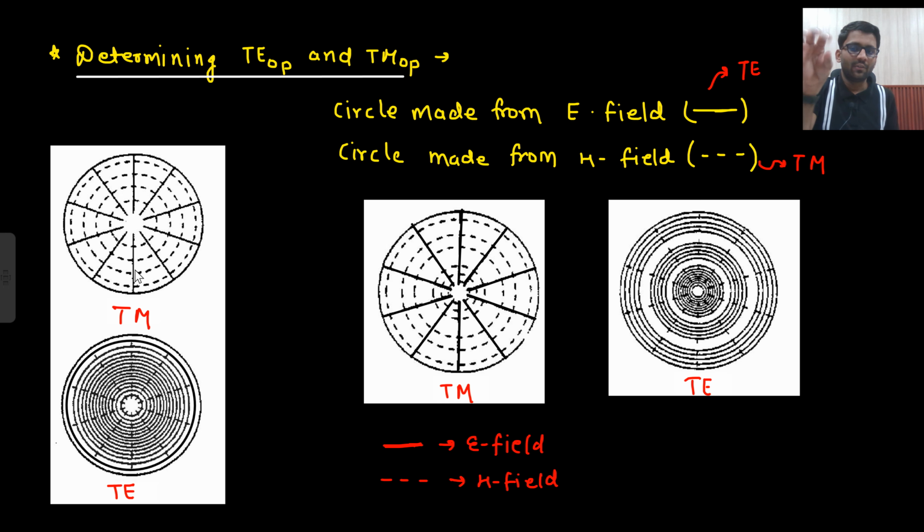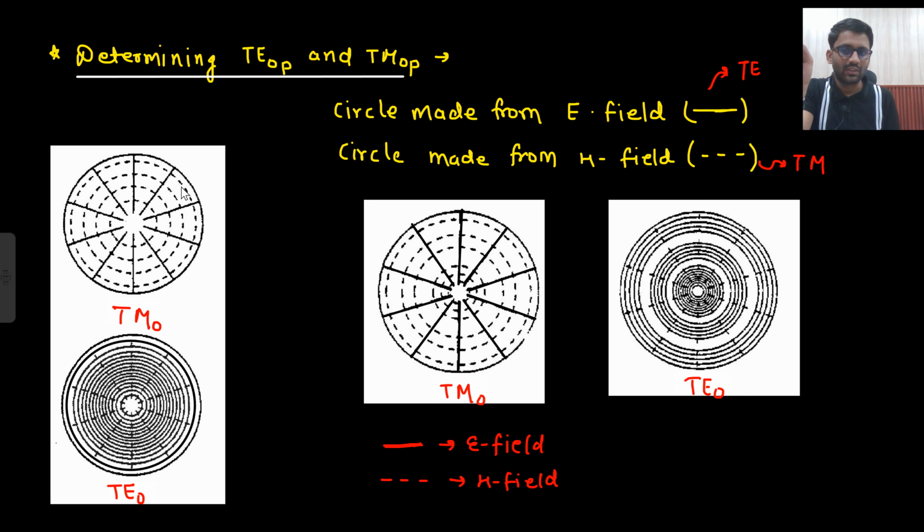So one thing you need to see is that from a source, circles are spreading out. Here circles are spreading out, circles are spreading out. That means this is the case of n equals 0. Now you need to check whether it is TE or TM. If these circles are made from the H field, then it would be TM. And if it is made from the E field, then it is TE. So here circles are made from the H field. Why is that so? Because circles are made from dotted line.